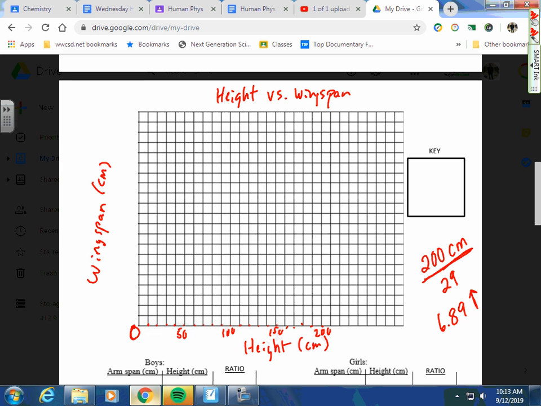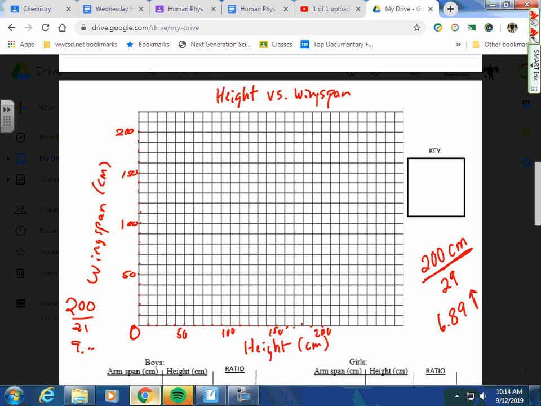All right? When I did wingspan, pretty much had to do the same thing. And that one, I only have 21 marks going up over here. So that came out to be 9 something. So I just rounded that up to 10 too. So 10, 20, 30, 40, 50, 60, 70, 80, 90, 100, 150, 200. Okay?